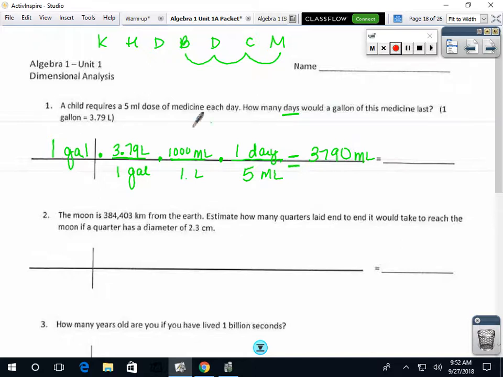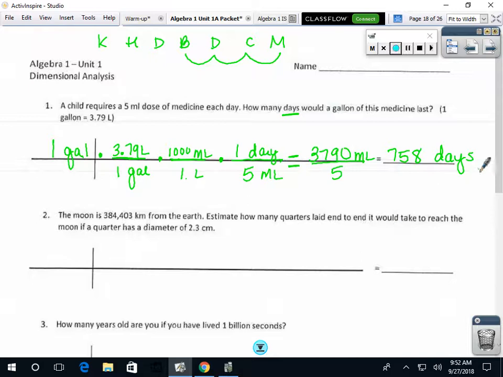And now that you know that the gallon is this many milliliters, we divide it by 5 because that's how much his dose is each day. And so what is 3,790 divided by 5? Right, so that's how many days the medicine will last. That's a lot of medicine. This must be something he takes his whole life or something.